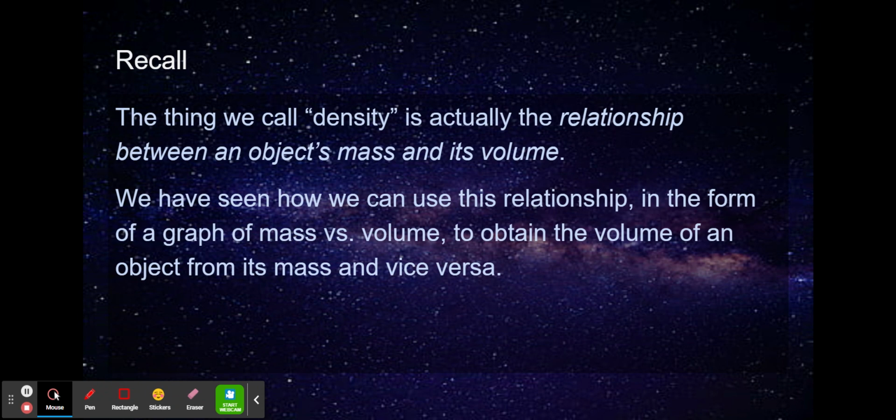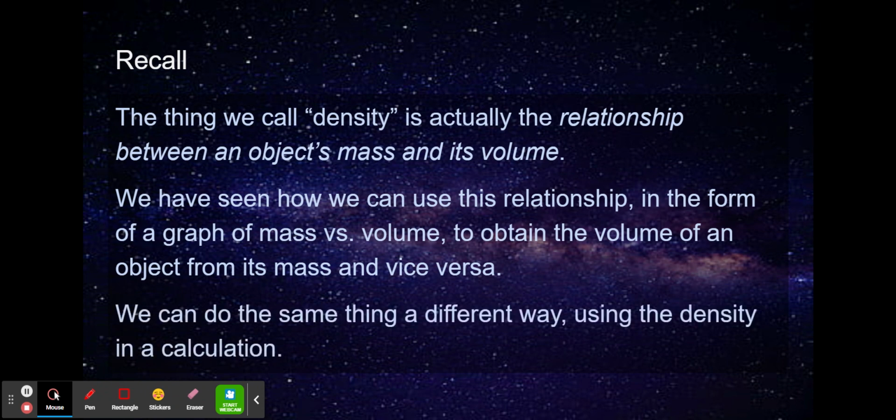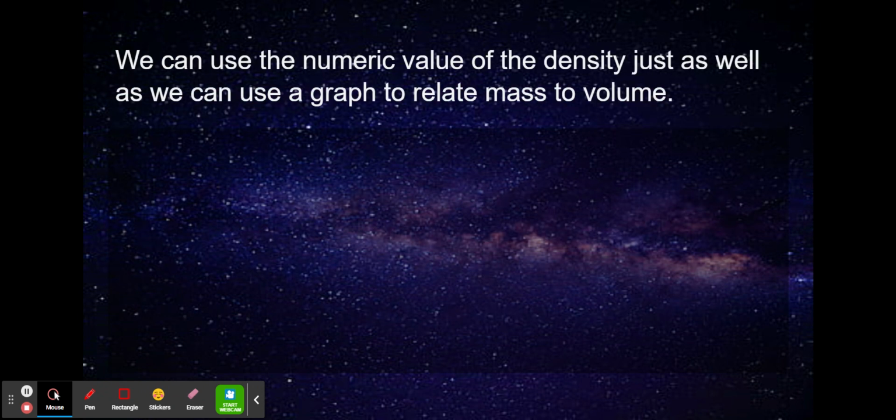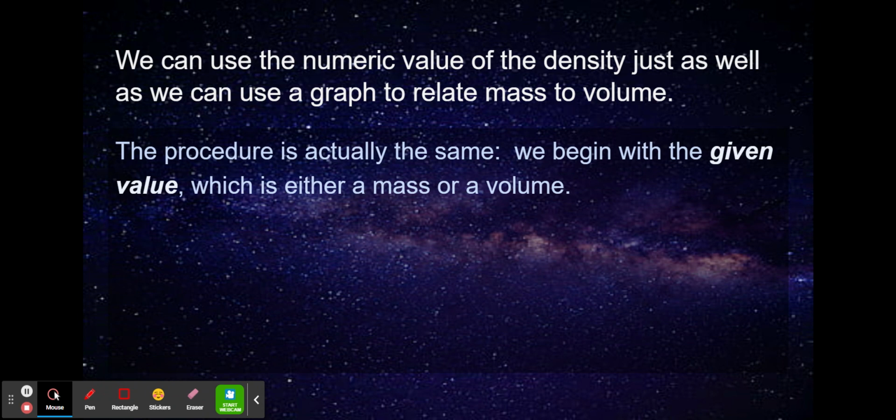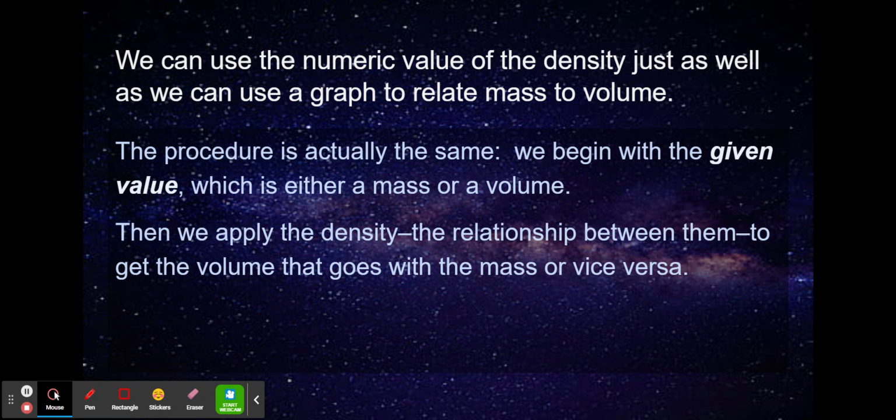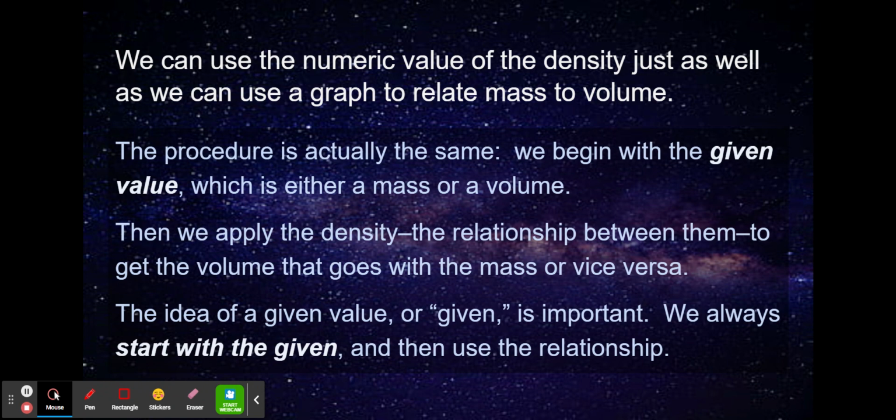We have seen how we can use this relationship in the form of a graph of mass versus volume to obtain the volume of an object from its mass and vice versa. We can do the same thing a different way using the density in a calculation. We can use the numeric value of the density just as well as we can use a graph to relate mass to volume. The procedure is actually the same. We begin with the given value, which is either a mass or a volume. Then we apply the density, the relationship between them, to get the volume that goes with a mass or vice versa. The idea of a given value or given is important. We always start with the given and then use the relationship to get to the thing we want.